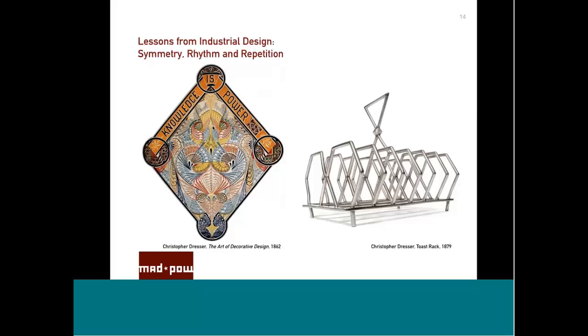The example on the left is an emblem that was placed over the door of the workshop, the studio where Dresser did his work. On the right, one of his more famous designs that's in many of the museums around the world. That's a toast rack, something that you use for putting your toast up in the morning. But at the same time, you see how much of his work was clearly inspired by the fact that he had studied botany and knew a great deal about natural forms.